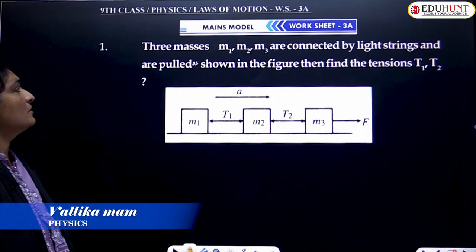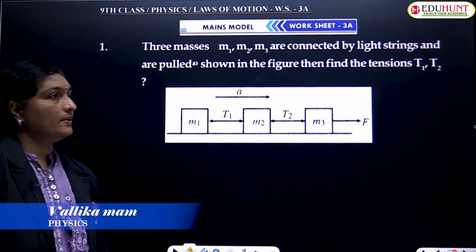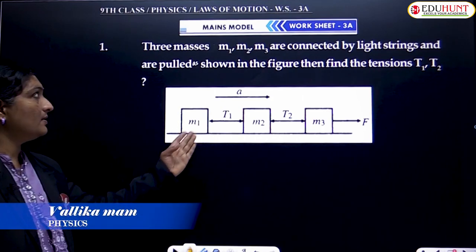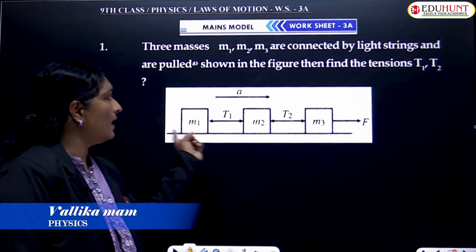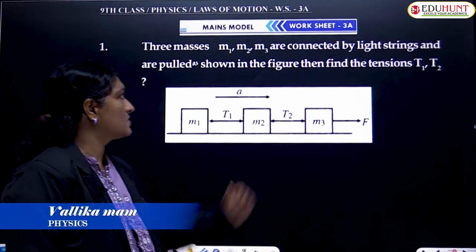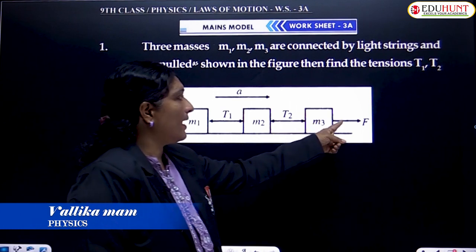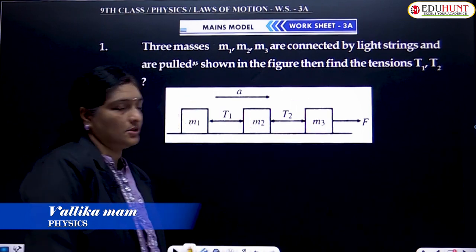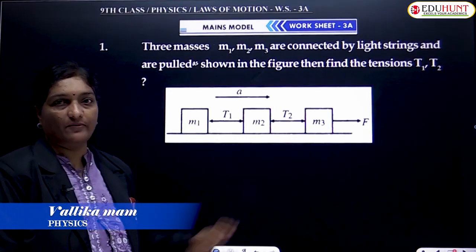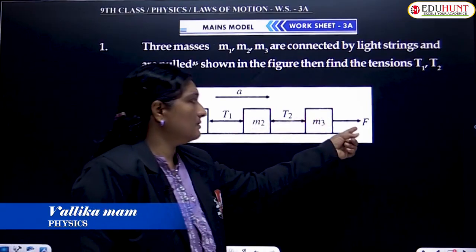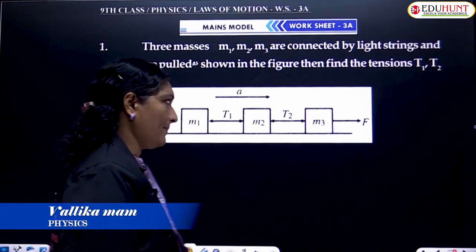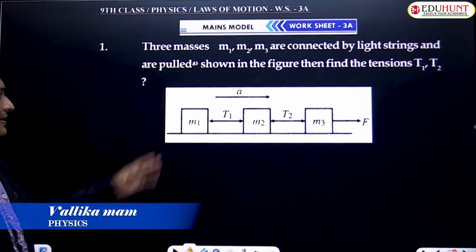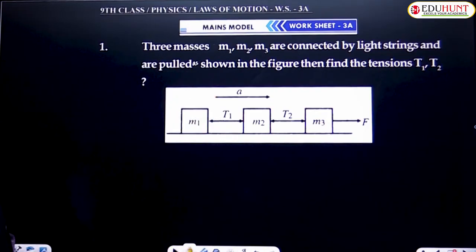So children, now moving to worksheet number 3A. First question: three masses M1, M2 and M3 are connected by a light string and are pulled as shown in the figure. You are asked to find the tension T1 as well as T2. We have already solved these types of numericals. Here, at this end, the force F is being applied. First of all, let us calculate the acceleration of the three-block system.